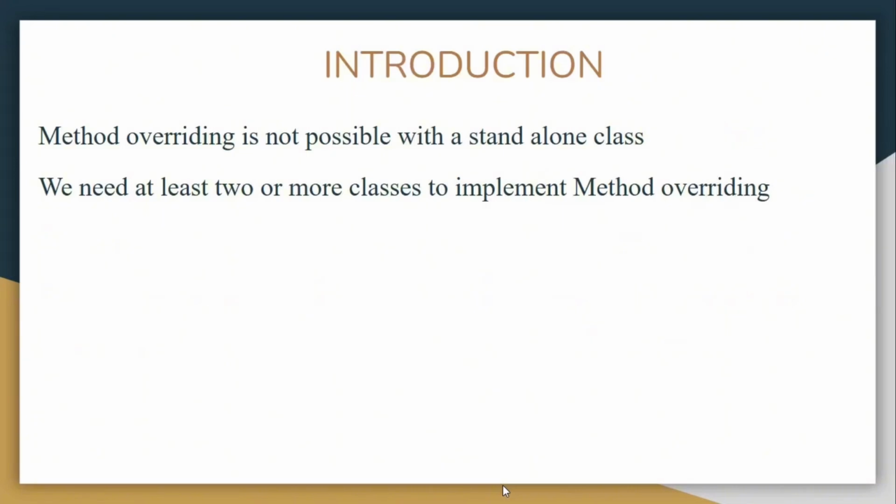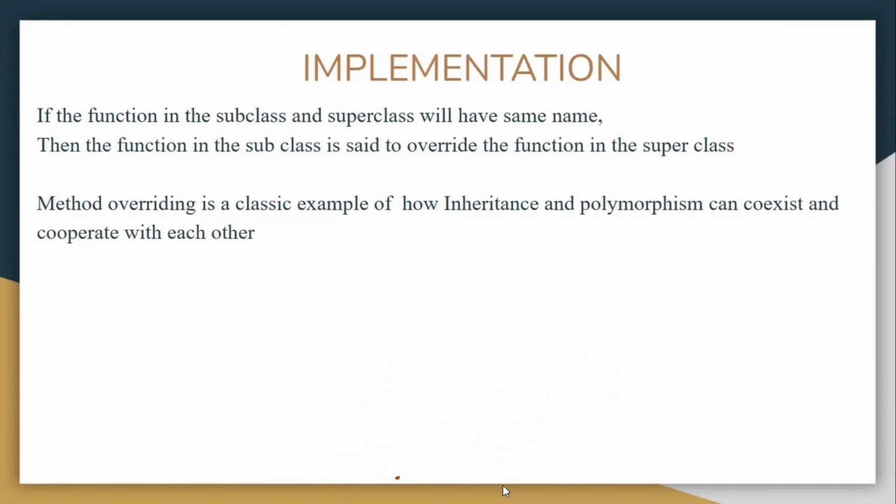We can't implement method overriding with a single class. We need two or more classes to implement method overriding. The underlying principle of method overriding is if the functions in the subclass and superclass having identical names, then the function in the subclass is said to override the function in the superclass. Method overriding is a classic example of how inheritance and polymorphism can coexist and cooperate with each other.